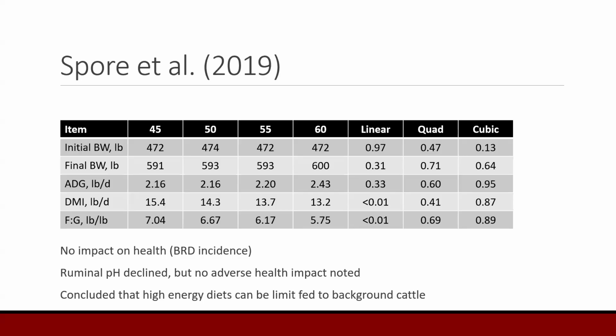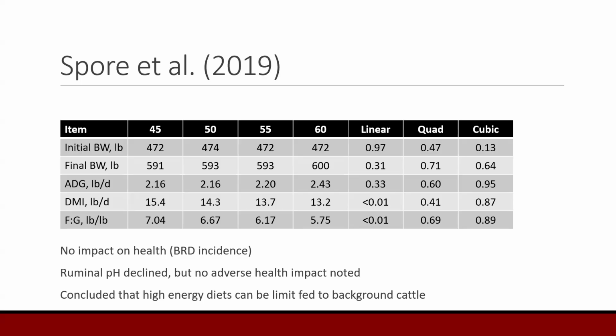They reported no impact on health. Ruminal pH declined, but they saw no adverse health impact. So more energy concentrated diets reduce ruminal pH. Feeding more starch is going to suppress ruminal pH. So their conclusion was that a high energy diet can be limit fed to backgrounding cattle.